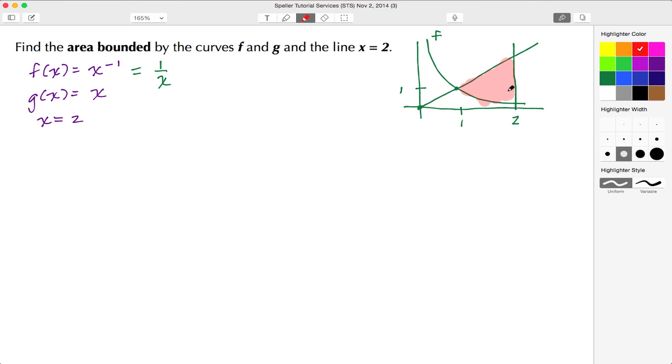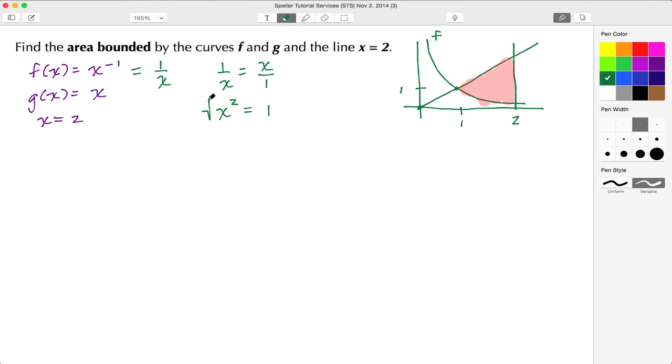What we want to do now is to verify our boundaries. We do that by setting function f and function g equal to each other. So I'm going to start here by saying 1 over x, which is function f, is equal to function g, which is just x. But x is understood to be over 1. Let's cross multiply to simplify. So I have x squared is equal to 1, but I want to figure out the value of just x. So I take the square root of both sides. So here I have x is equal to plus or minus 1. But based on our picture, we only care about the positive value 1.